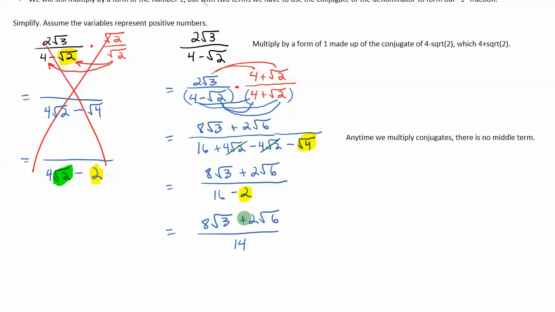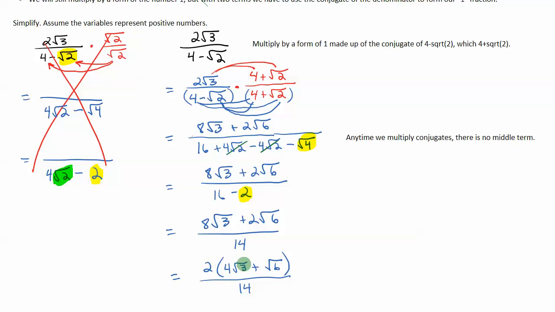If you'll notice, the top is addition, and if I want to cancel anything, I need the top to be multiplication. And what I see is that 8 square root of 3 and 2 square root of 6 share a common factor of 2. I can pull a 2 out of the 8 and the 2. I can't touch the square roots, so I'll pull a 2 out, leaving me 4 square roots of 3 plus 1 square root 6, or just square root 6, all over 14.